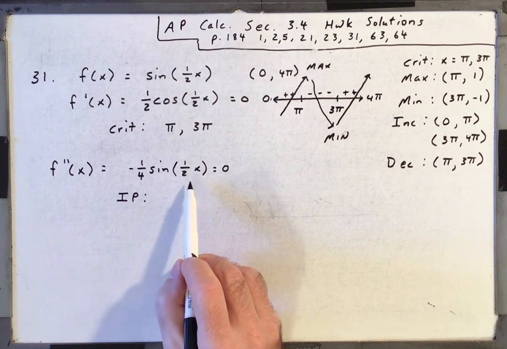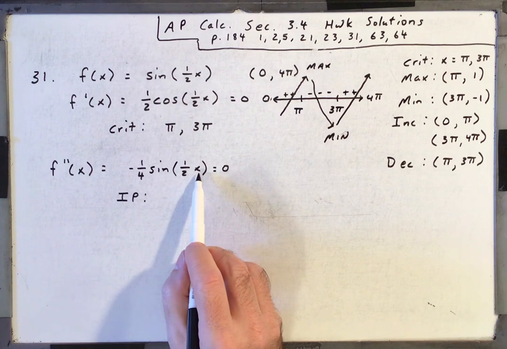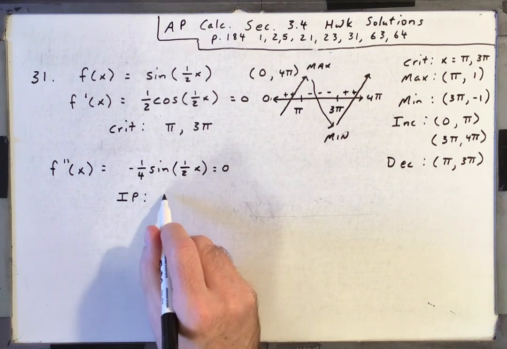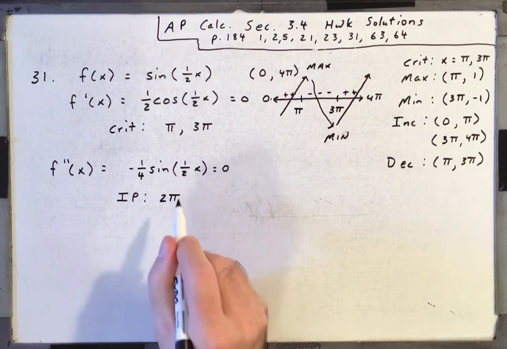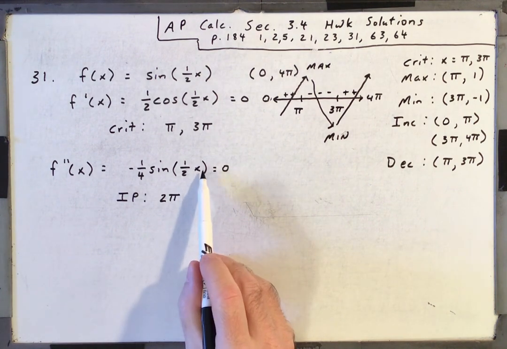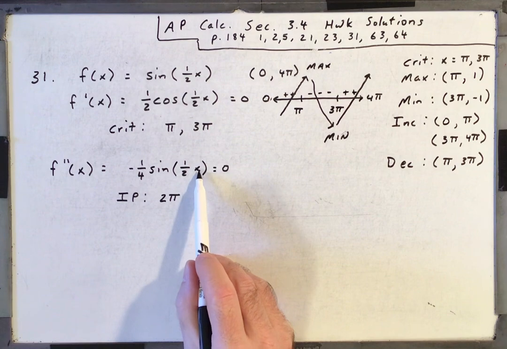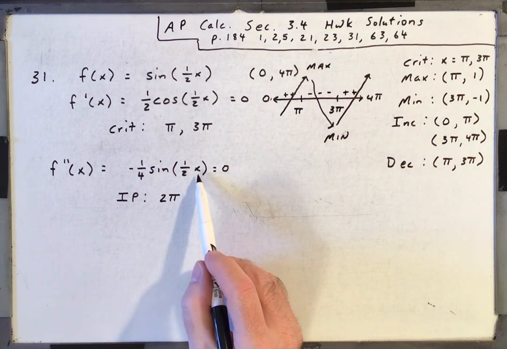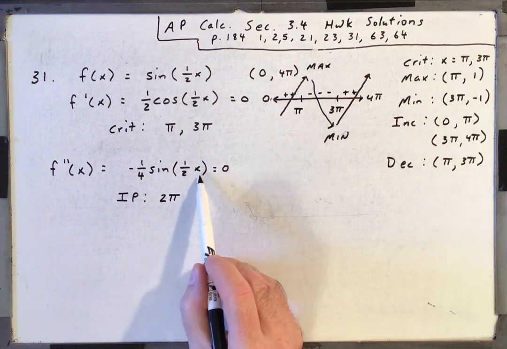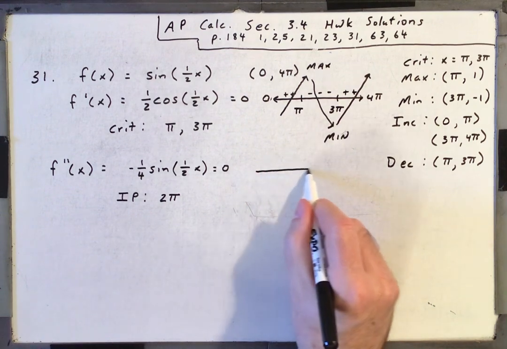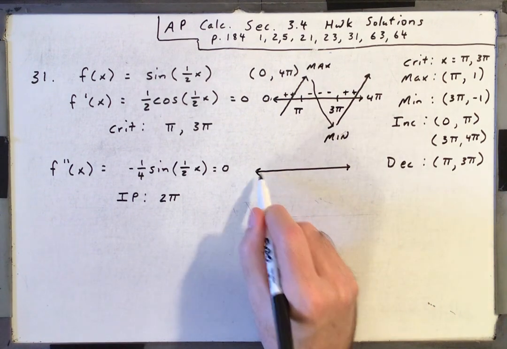Okay, so at 2 pi, that'd be 2 pi over 2, so that would be pi. So we'd have an inflection point at 2 pi. And that's going to be it, because if I put in 4 pi for x, that's an end point. So we're not going to have an inflection point there. And if we put in 0, that's also an end point. So we only have 2 pi that we have to worry about. Don't have to worry about the end points.